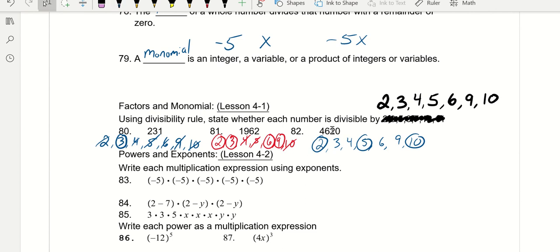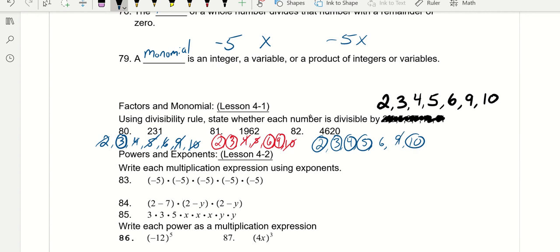The last 2 digits are 20, so the rule for 4 is the last 2 digits need to be divisible by 4, and 20 is, so I'm going to circle 4 as well. All right, let's take a look at the rule for 3. 4 plus 6 is 10. 10 plus 2 is 12. So 3 is divisible by 12, but 9 is not divisible by 12.